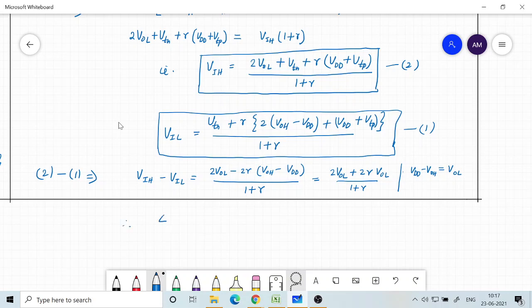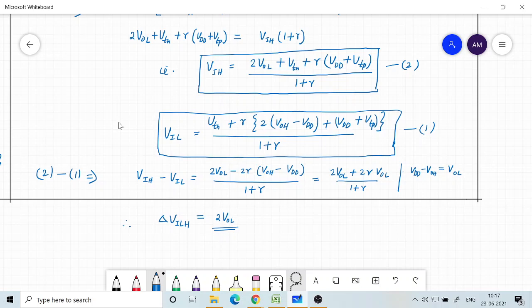So therefore delta, we can call it this, at the input, this region which we should avoid, that range of voltage between low and high at the input, is equal to 2 VOL. Okay, if I take 2 VOL outside, it is 1 plus R by 1 plus R, so that will get cancelled off. So it is equal to 2 VOL.